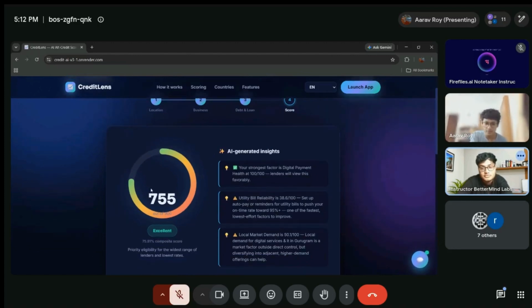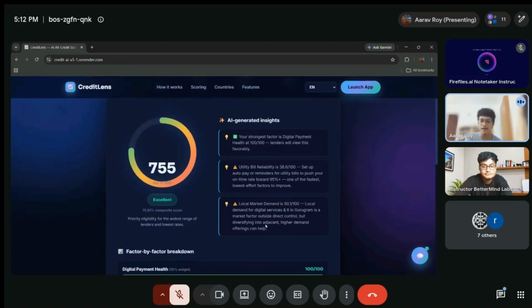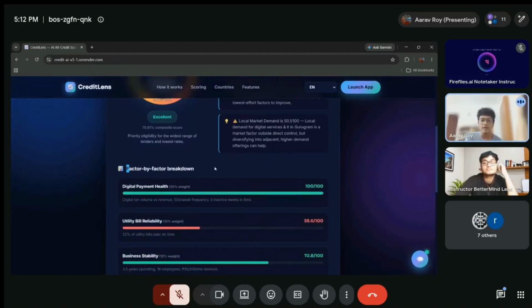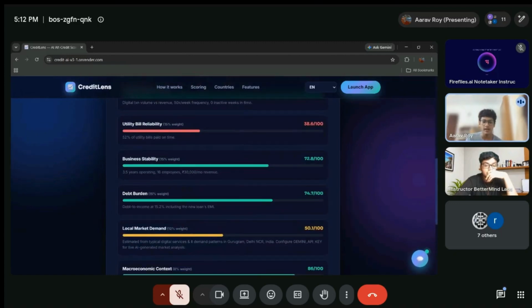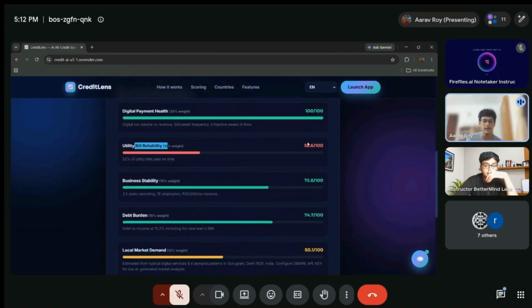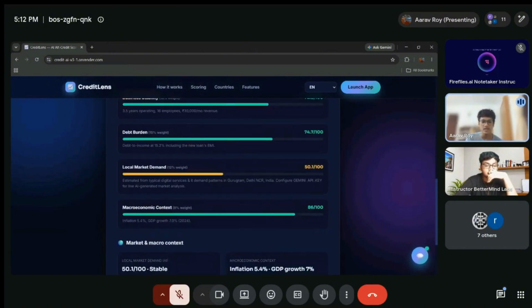So after all my inputs, I got a final score of 755 out of 900, which is a pretty good score. It will also give the insights about your business, which is good, which is not good, and what are some risky factors. Then it will also give a factor by factor breakdown of your whole business, on which parts they stood out. For me, the utility bill reliability was a bit less. And suppose the local market demand, for the industry I'm working in, which I've chosen at the start, maybe its demand is going to reduce in the next few years.